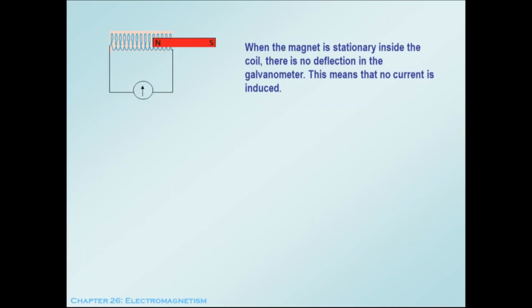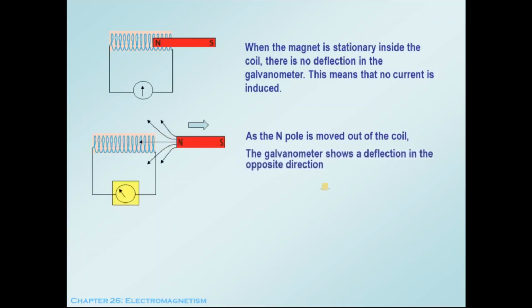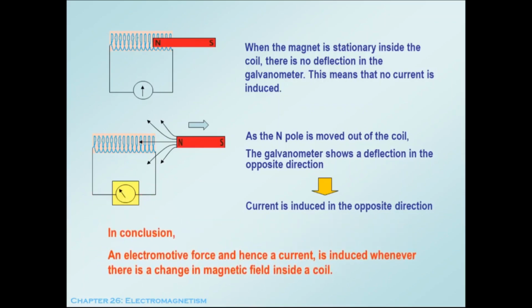Something to note is that when the magnet is stationary inside the coil, there will be no deflection in the galvanometer. In other words, no current is flowing. There is no induced current. When we take the North Pole and move it out of the coil in the opposite direction, the galvanometer will show a deflection the opposite way. What we can deduce is that the current is induced in the opposite direction. In conclusion, an electromotive force, and hence a current, is induced whenever there is a change in magnetic field inside a coil.